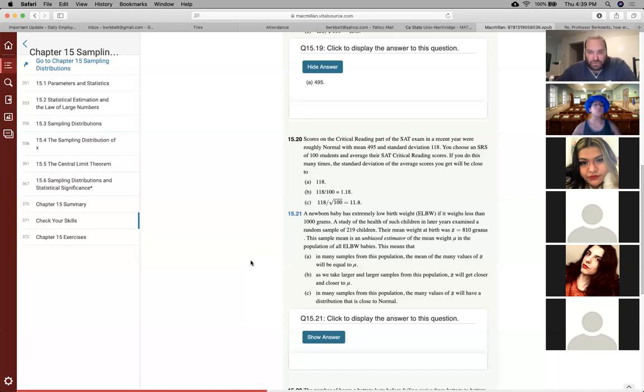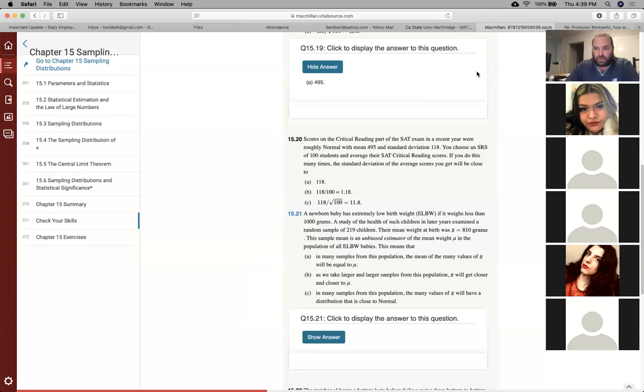A study of the health of such children in later years examined a random sample of 219 children. 219, what does that tell me? Sample size, and it's going to be normal. It's a very large sample size, and therefore I can assume it's normal. Someone sent me in chat: it's normal, yes. Or at least approximately normal. So their mean weight at birth was X bar equals 810 grams.